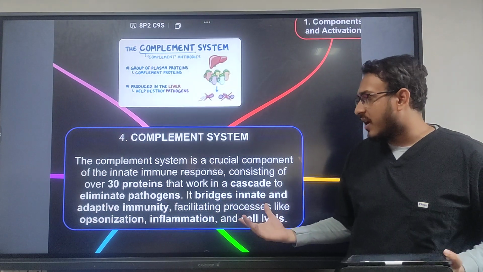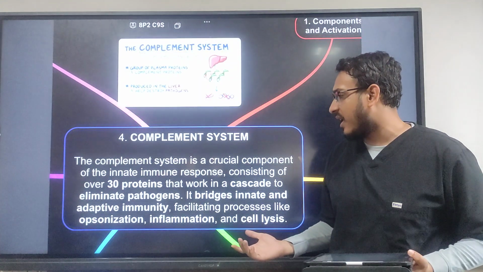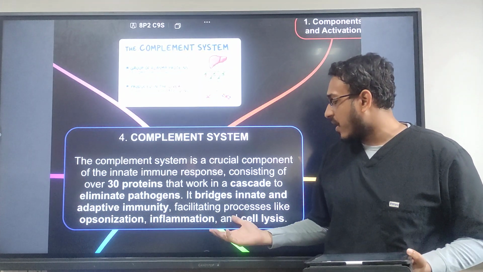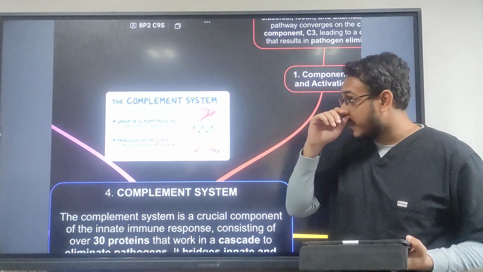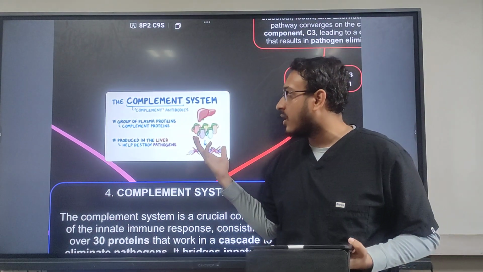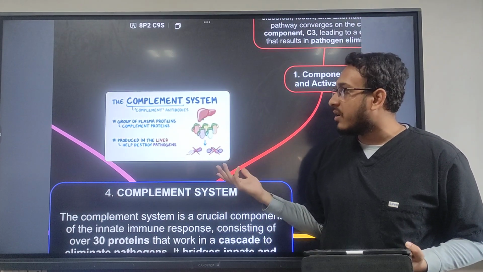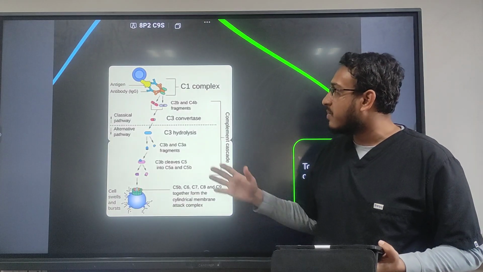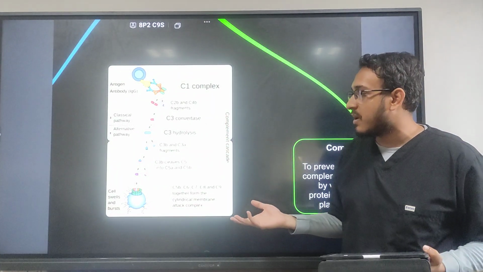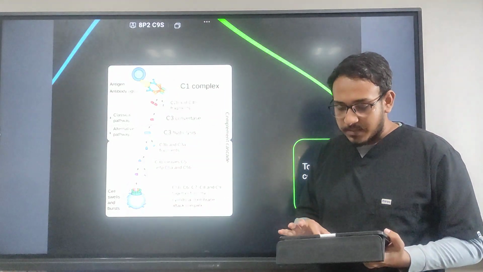It bridges the innate and adaptive immunity, facilitating processes like opsonization, inflammation, and cell lysis. So basically, it is a group of plasma proteins, also called complement proteins, and they are produced in the liver and help to destroy the pathogens. The cascade mechanism is what we will see in this seminar. This is the overview. You can go through this.